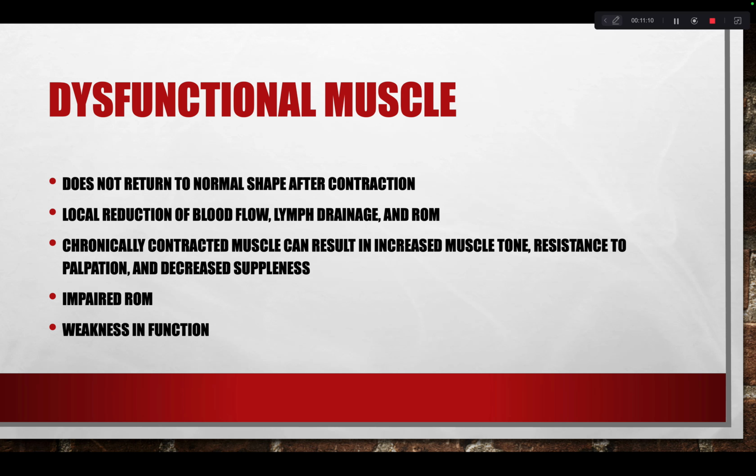So if you have chronically contracted muscle, again, it can result in increased muscle tone. Not good increased muscle tone, right? And this might give you resistance to palpation or decreased suppleness. So this is when you're feeling a muscle and you're like, oh, you're really tight. This is what we're talking about when you're feeling a tight muscle or not. A lot of times dysfunctional muscle can start to turn into impaired range of motion and weakness in function.